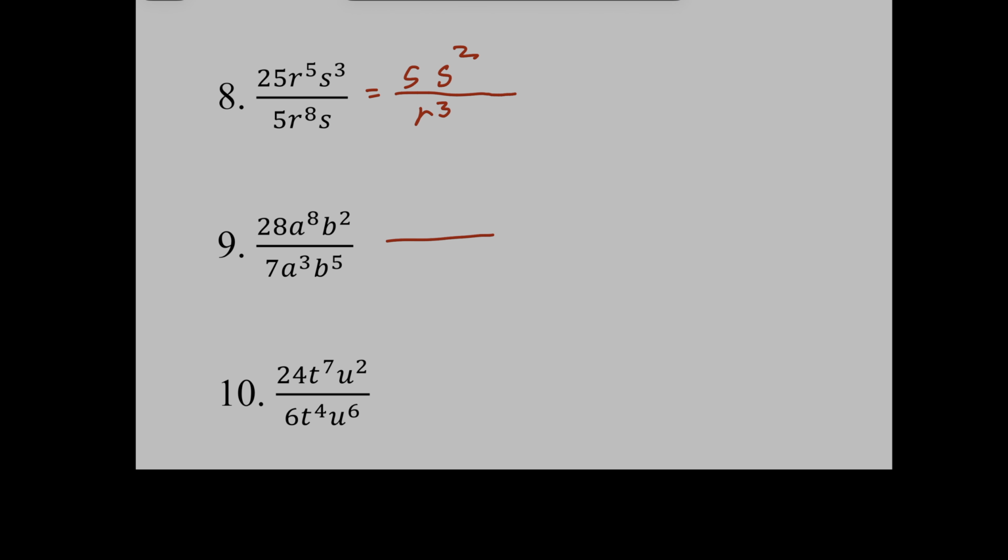28. Let's go ahead and do the division. That's going to be a 4 on top. There's more a's on top, so I'm going to subtract and keep it on top. There's more b's on bottom, so I'm going to subtract and I'm going to keep it on the bottom.